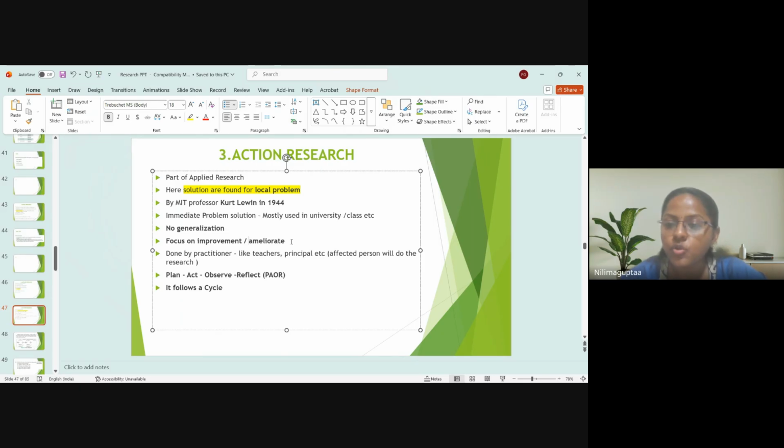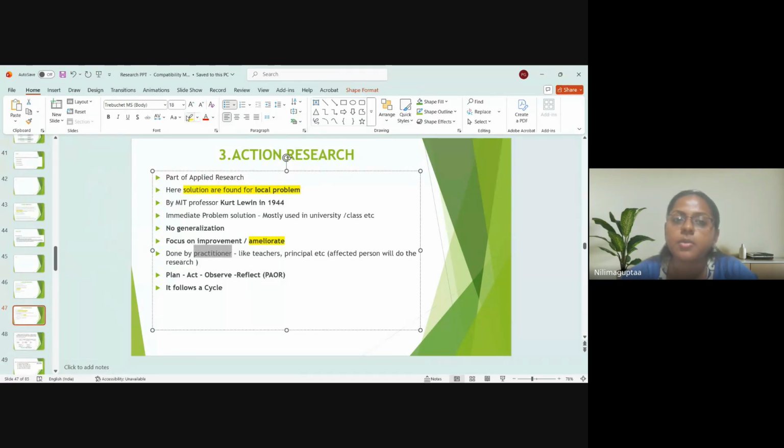And trust me, UGC loves asking higher level English, using higher level English words. They will ask, for example, this research focuses on enumerating and providing a solution. So what is it? It is action research. So they just use certain higher level words which you should be aware of. It is from one of the PYQs. So this is mostly done by the practitioner.